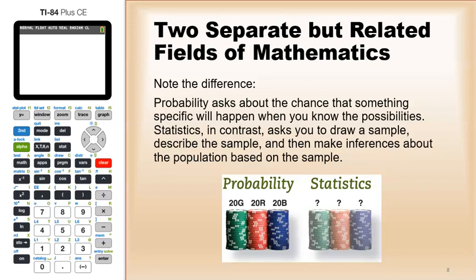Probability asks about the chance that something specific will happen when you know the possibilities. Statistics, on the other hand, asks you to draw a sample, describe the sample, and then make inferences about the population based on that sample.